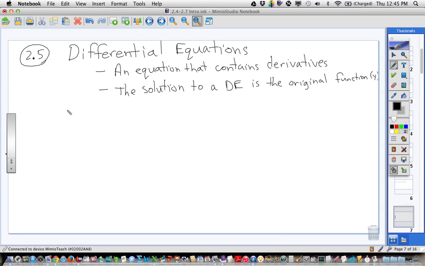All right. There's 3 main types we're going to talk about. The first type is a differential equation that we can solve by taking the antiderivative.